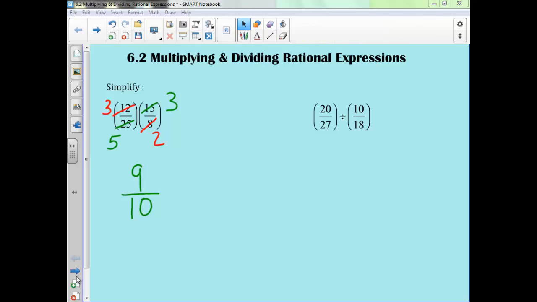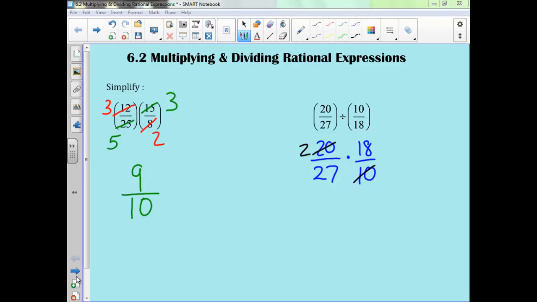Now remember, when we divide fractions, we can change that to multiplying by the reciprocal. And so now with that 20 and 10, we can divide them both by 10, and we're left with 2 and 1. The 27 and the 18, we can divide by 9. We're left with 2 and 3. So we get 4 over 3.